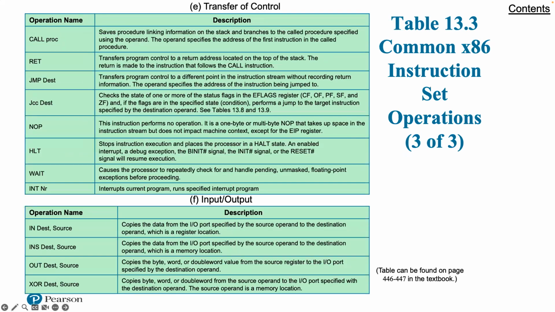Transfer of control, and this is where we get into some branching. You need some way of subtracting things, comparing things, and then you either jump to another location or you continue processing. And finally, you have input and output. You can move things to memory. You can take things from memory. All of those are the types of things that are available.